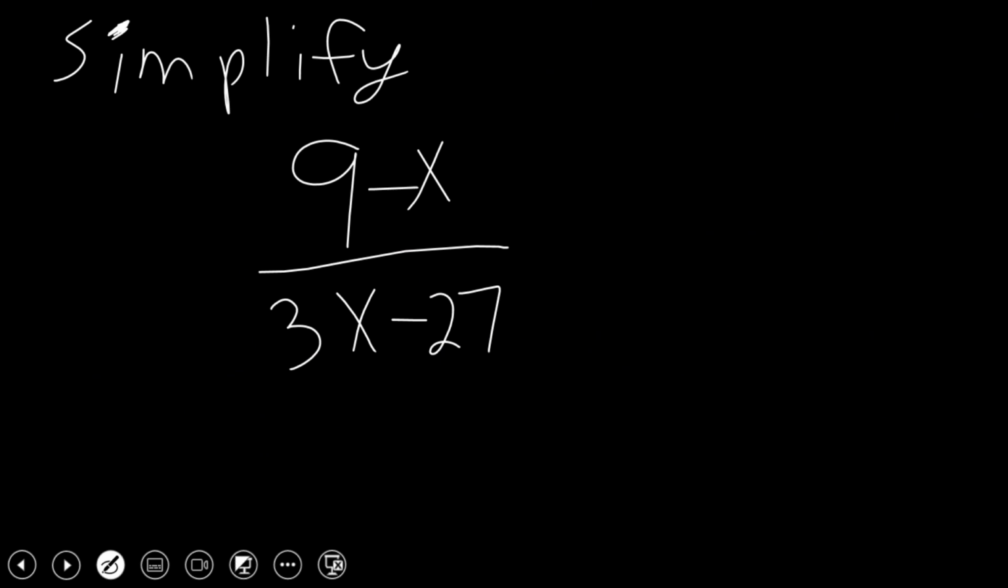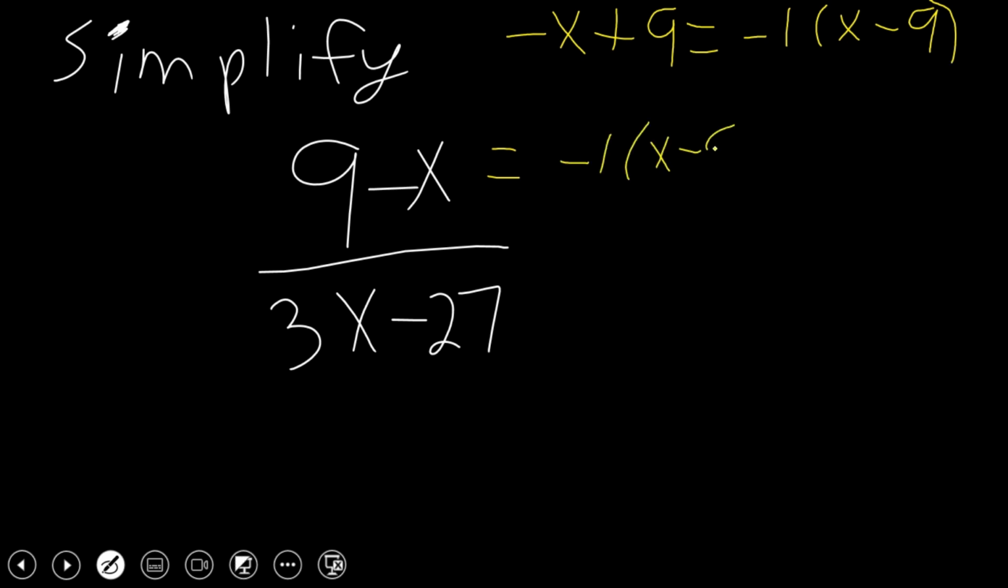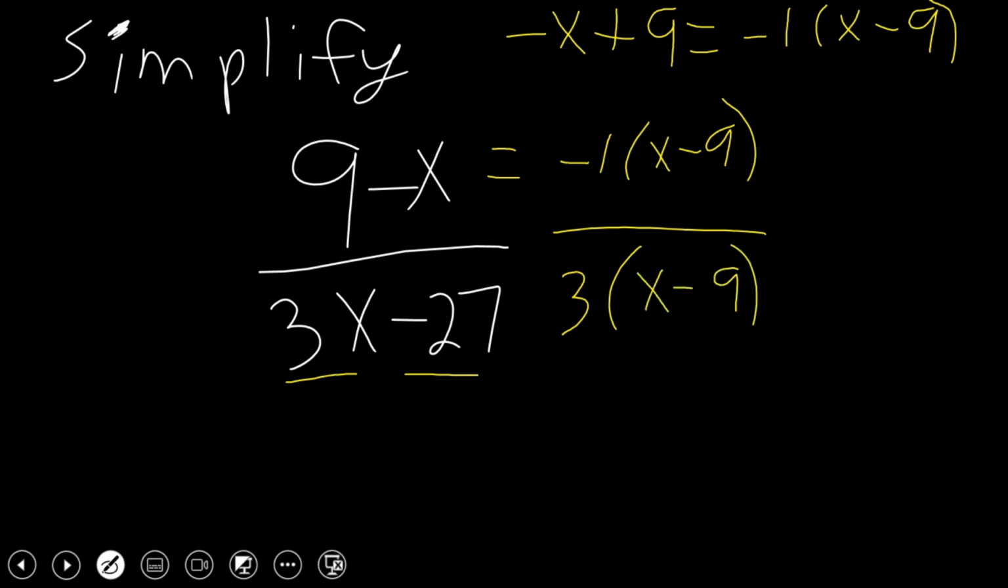Okay, here we are to simplify, so we're going to rewrite this. So we're going to have negative x plus 9, negative 1 times x minus 9. And on the bottom, we're going to pull out our 3 because 3 goes into 3 and 3 goes into 27. So we're going to have 3 times x minus 9. Our x minus 9s cancel out, so we have negative 1/3.